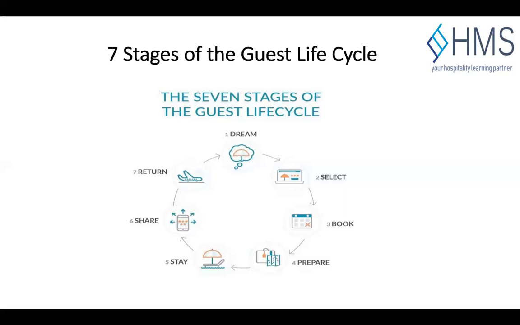So this basically covers the 7 stages of the guest life cycle, which begins from the dreaming process to selecting the hotel and the viable, feasible travel options. Then we book our trip. Then we prepare for our trip. We stay in the hotel and we enjoy the amenities, and even take city tours, and then we share our experience and then return to our home country.